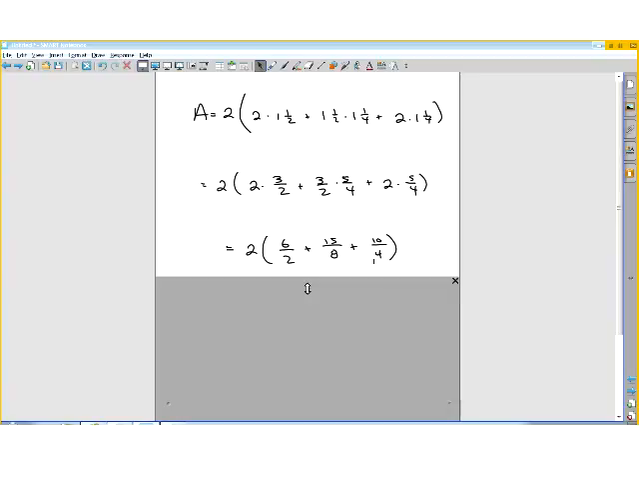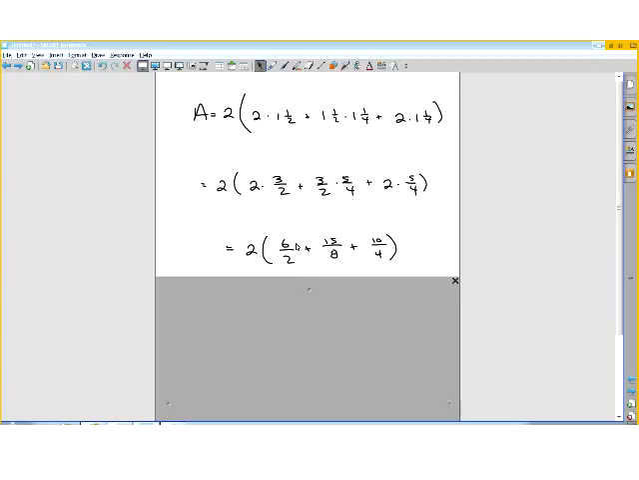Okay, now we need to find a common denominator. So you look for a number that you can put in the denominator that can be divided by each one of these terms. Well, 8 can be divided by 8. 8 can be divided by 4 equally, and 8 can be divided by 2 equally. So 8's the number. We don't have to go any higher than 8.